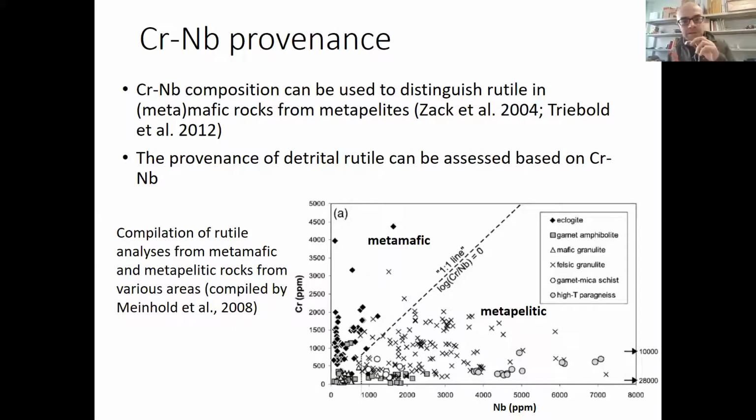Now, another important application of rutile is the chromium niobium provenance. Different studies have found that rutile from metamorphic rocks and rutile from metamafic rocks have different compositions. And so based on these comparisons, a specific diagram to distinguish rutile coming from metamorphic and metamafic rocks has been proposed. And we can apply this to detrital rutile as an indicator of provenance of sediment.